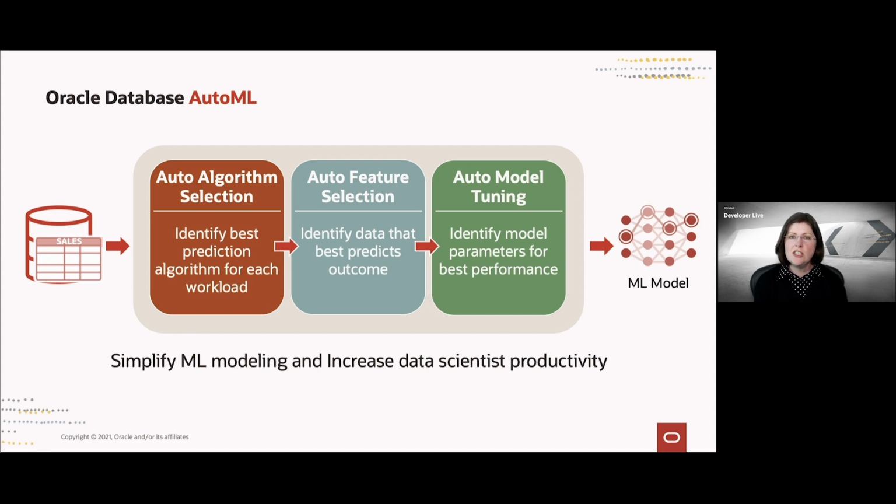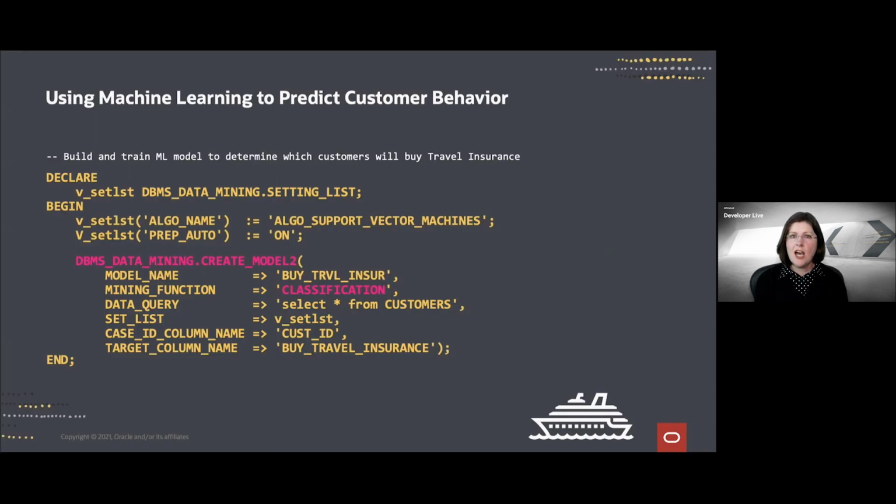But let me show you how to actually use machine learning on the command line inside the Oracle database, because you can access all of those machine learning algorithms using standard SQL. What I'm doing here is building a machine learning model to help me predict which of my customers will buy travel insurance. And I'm able to do that by taking advantage of the built-in PL/SQL package, DBMS_DATA_MINING, and I'm using the procedure CREATE_MODEL2 inside of that package. Now, I know I want to use a classification algorithm because I'm trying to classify the customers that I've stored in my customers table into those that will buy travel insurance and those that won't.